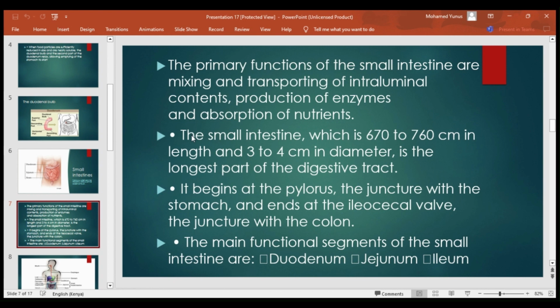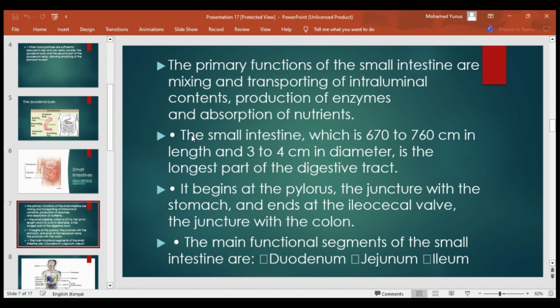What are some of the things we need to know about the small intestine? What is its length? It's 670 to 760 centimeters in length. That's the length of the small intestine. It's very long. If we check the diameter, it's 3 to 4 centimeters. And this is the longest part of the digestive tract.